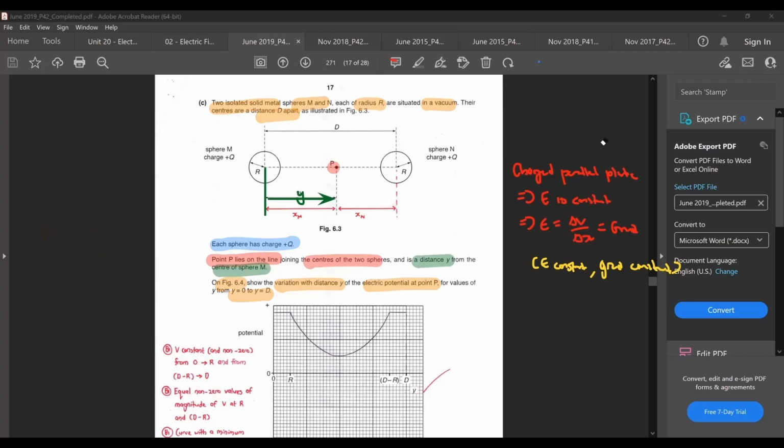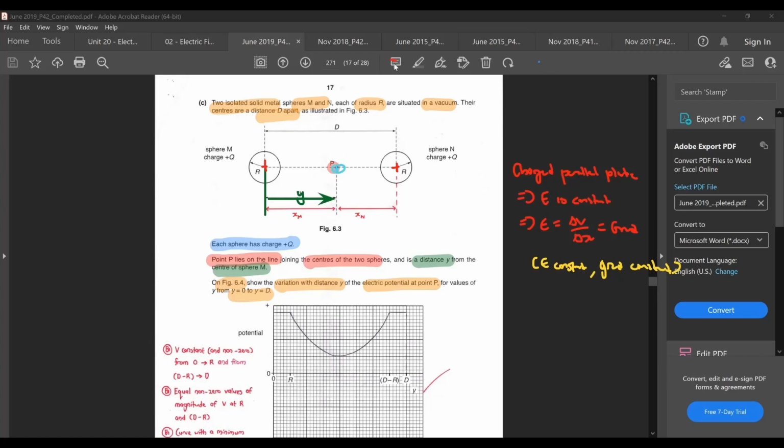So we've done enough examples before to know how to draw a graph of variation of electric potential versus distance. If you look at the question here, they already told you that this one is a positive charge for M and also a positive charge for N. If I wanted to plot a graph of potential versus distance, I need to know the equation that defines the potential at point P. So I will still need to put a positive test charge here.